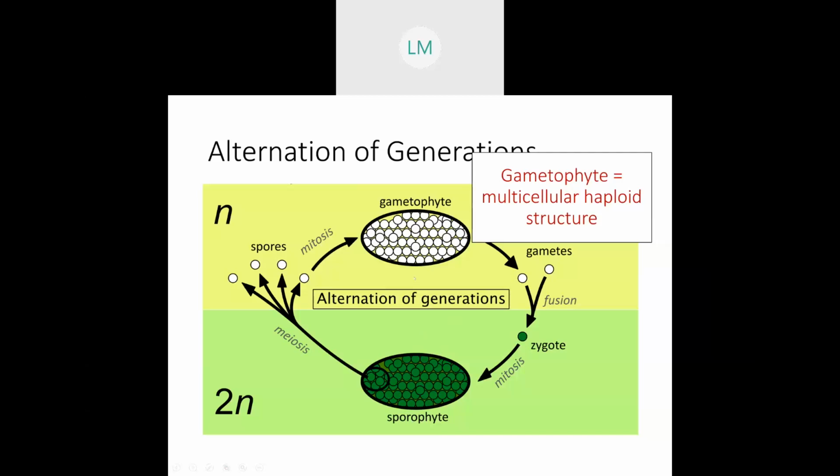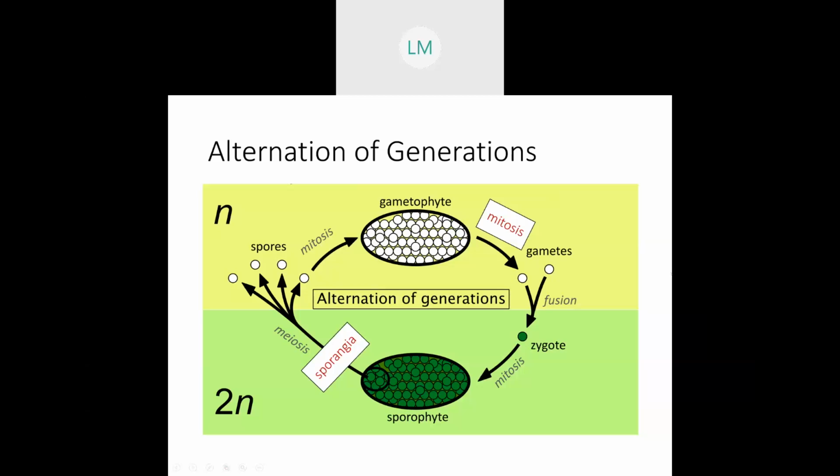The only haploid cells that we have in our bodies are eggs and sperm, and those fuse together to create that zygote, and they themselves are the products of meiosis. But here, in between the products of meiosis and fertilization, we have this other stuff going on. We have the creation of this multi-celled haploid structure. So this is overall the alternation of generations life cycle.